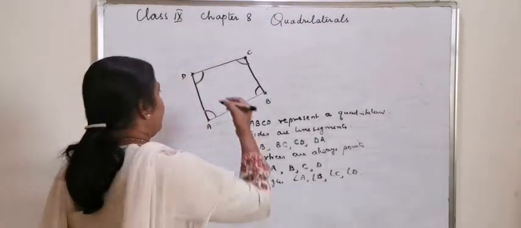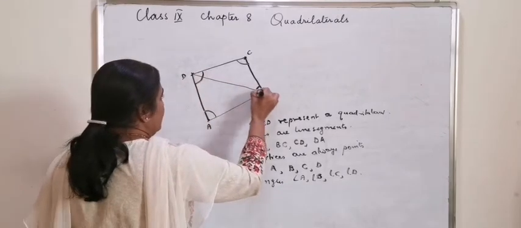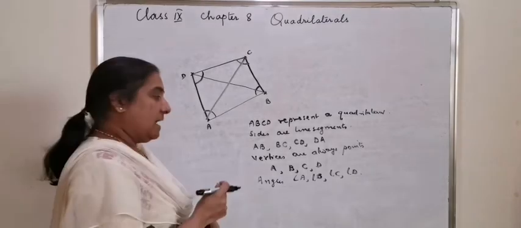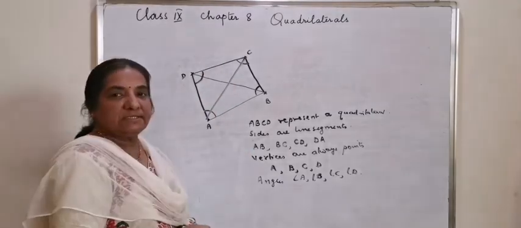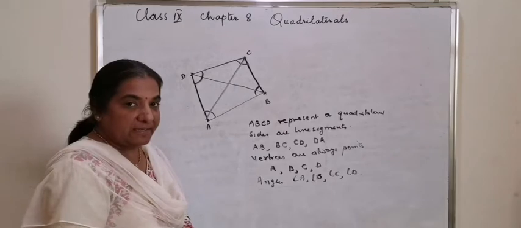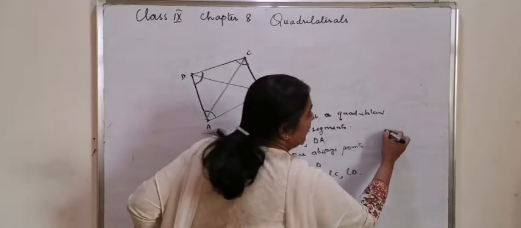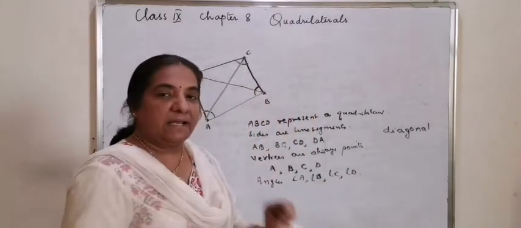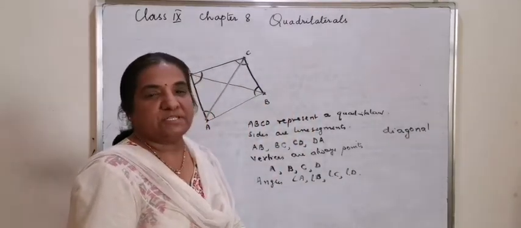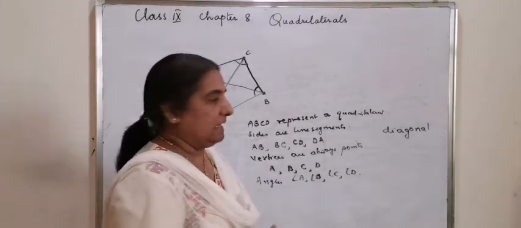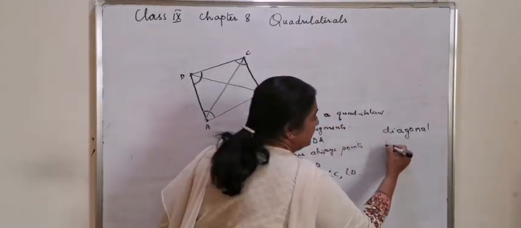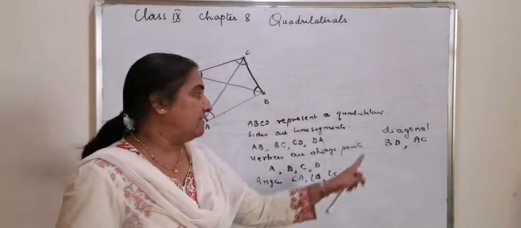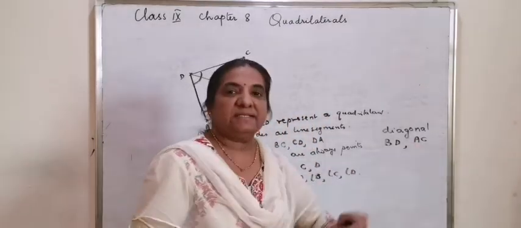If you join the opposite vertices, you get a line segment. There are 2 line segments formed, and by joining the opposite vertices, the line segment we are getting is named the diagonal of a quadrilateral. Diagonal represents a line segment which joins the opposite vertices of any quadrilateral. What are the diagonals here? There are 2 diagonals. Diagonals are also line segments and they will be called BD and AC.